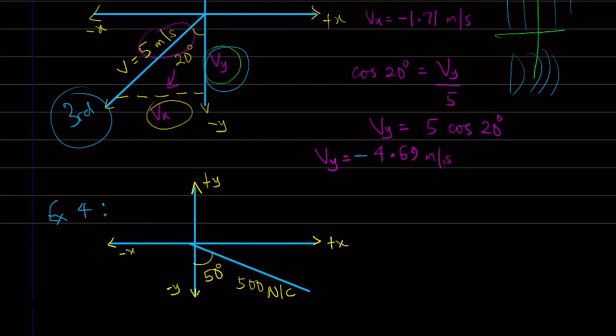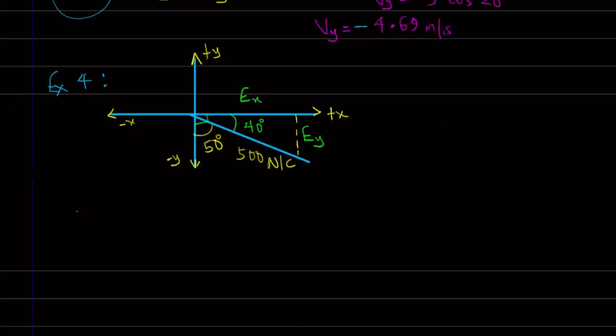Resolving vertically means I'm going to close this side. As I close this, 50 degrees is out of my triangle, so I need to find the remaining part of the triangle. Since it is 90, that is 90 minus 50, which gives us 40 degrees. So here we are going to have Ex to represent electric field intensity along the x-axis. Then we have Ey, electric field intensity along the y-axis. So we can solve for Ex and Ey.